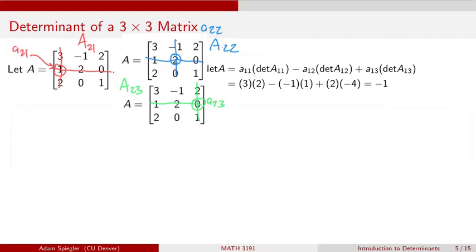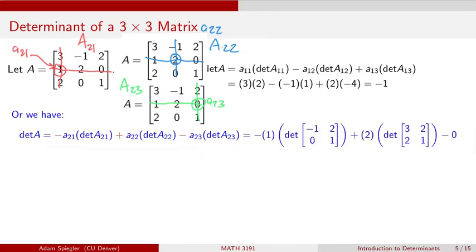And we're going to combine this information in the following way. We're going to put a negative sign in front of the A21 term and then multiply that by the determinant of A21. And now we're going to add A22, lowercase a22, times the determinant of that submatrix. And then we're going to subtract the A23 entry times the determinant of that submatrix.